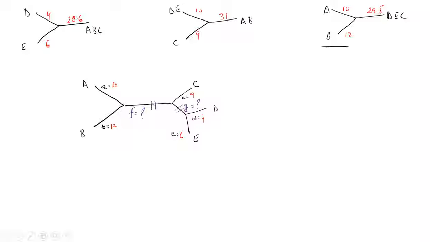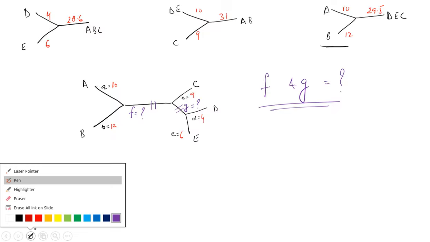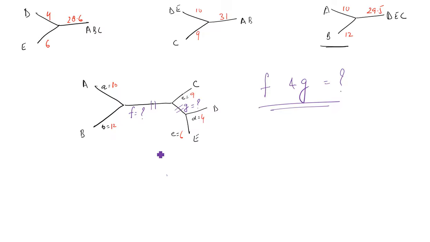We were not getting such kinds of branches in the UPGMA method. The complete tree we were getting at once, but here we are getting some hidden branches. So now we have to calculate F and G. The branch length means these 2 branch lengths we have to calculate. Okay, so let's calculate this. Let me clean these lines.